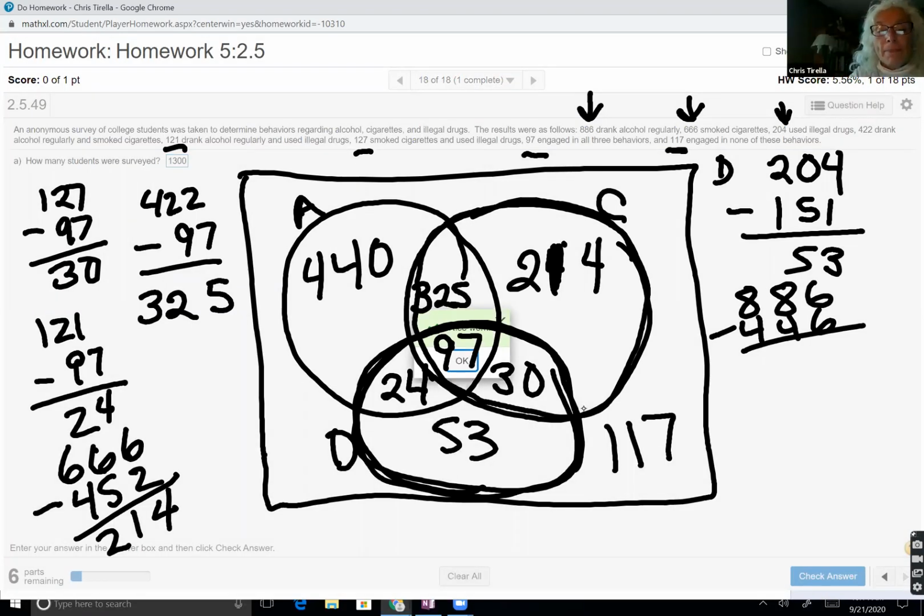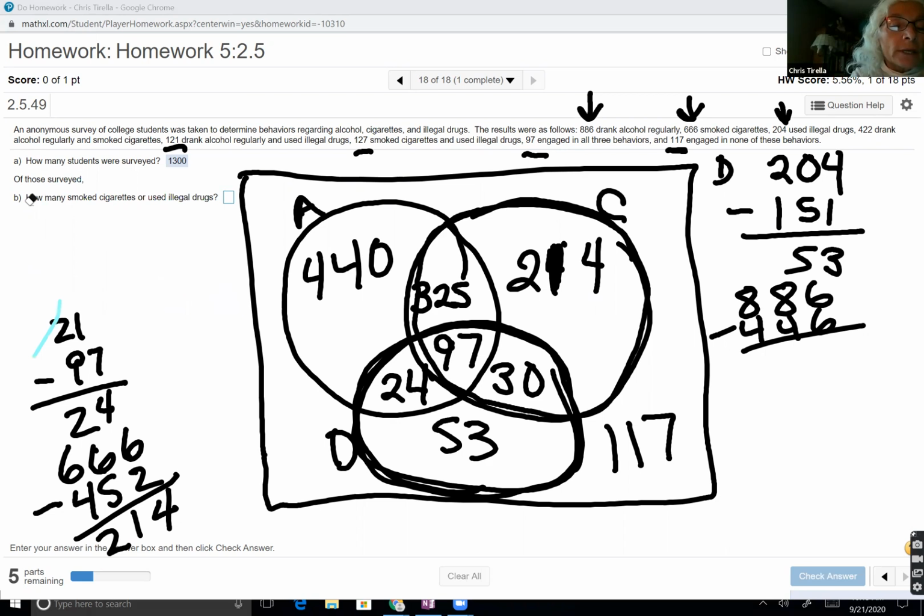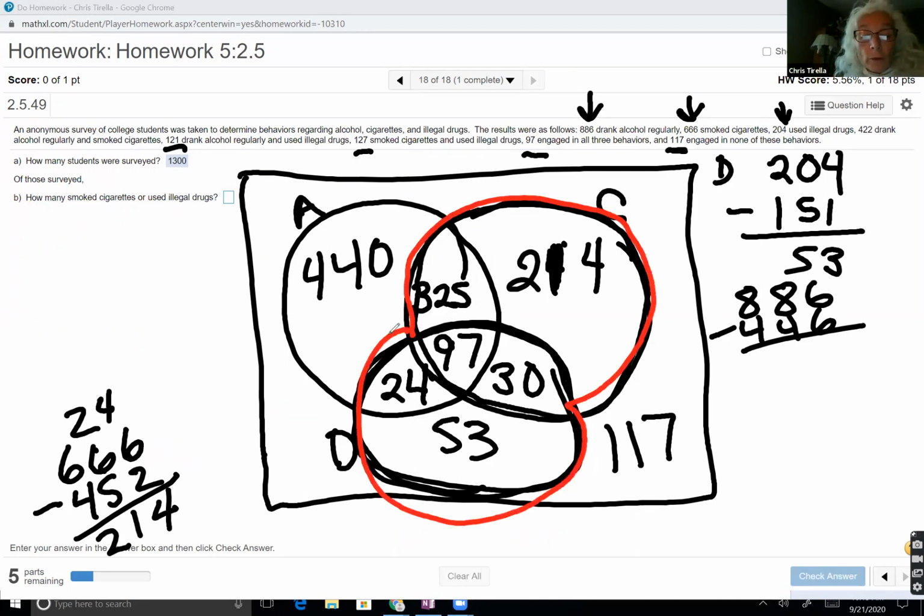Great. So now, next part, I'm going to have to erase some of what I did. I apologize. How many cigarettes or drugs? And again, that word "or" is like taking the union. So when I look for the union of cigarettes and drugs, that's cigarettes combined with drugs, I'd add up all of those numbers.